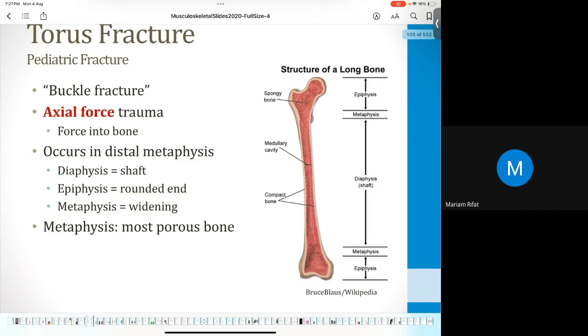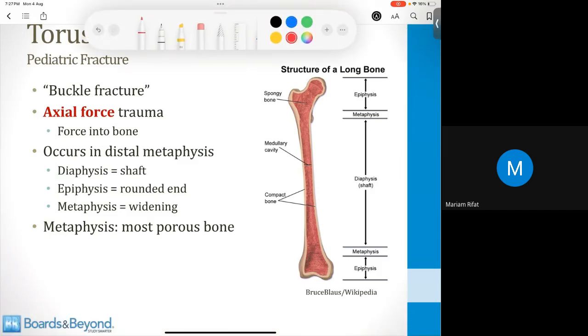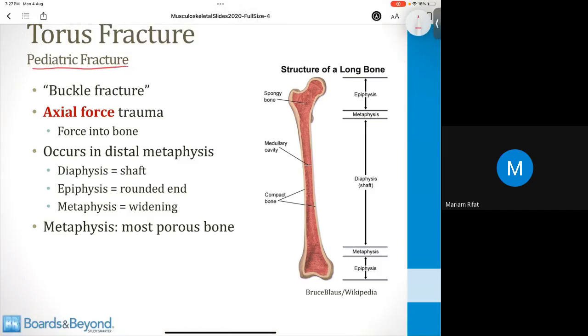The other one is the torus fracture. What do we mean by torus fracture? Again, it's a pediatric fracture. Do you guys know what diaphysis, epiphysis, and metaphysis are? Diaphysis is this shaft. This is the epiphysis, and the metaphysis is where your growth plates are going to be present initially. That's basically your metaphysis.